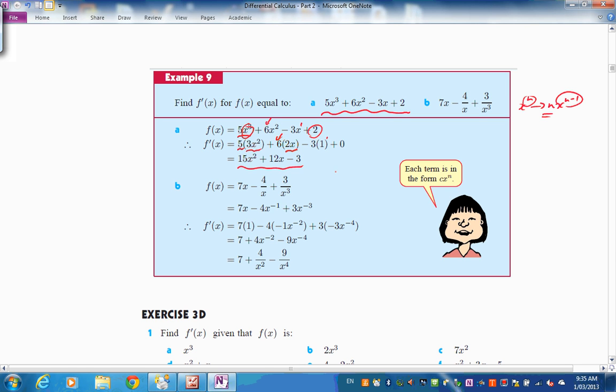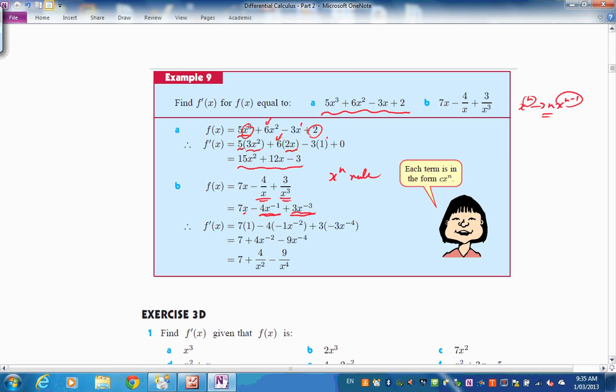What about these here? These terms are a bit problematic, because you must get them in the form that you can use your tool. That's the x to the n rule. So 4 on x is 4x to the neg 1. And 3 on x cubed, 3x to the neg 3. You can see why you need so many tools in mathematics. Here we're using index laws to help us with calculus.